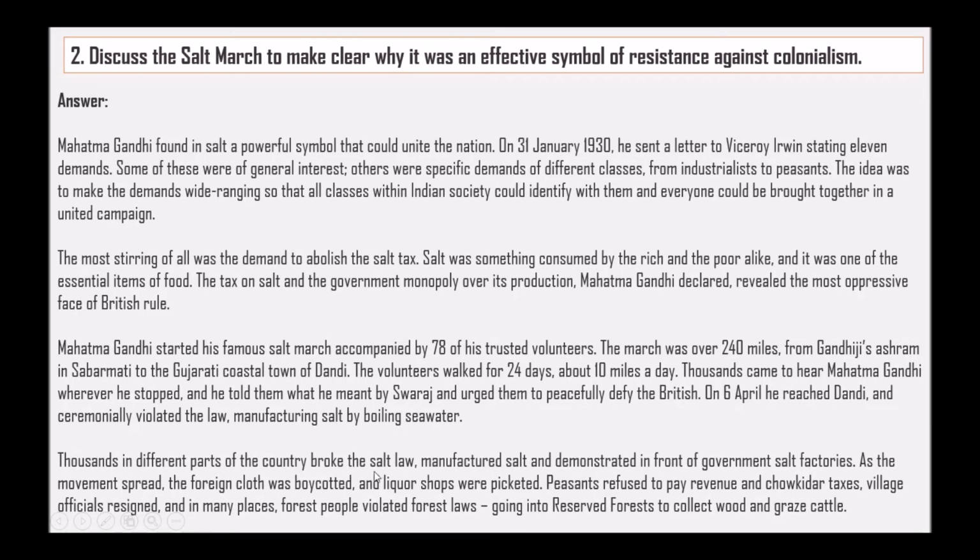Thousands in different parts of the country broke the salt law, manufactured salt and demonstrated in front of government salt factories. As the movement spread, foreign cloth was boycotted, liquor shops were picketed, and peasants refused to pay revenue and chowkidari taxes. Village officials resigned, and in many places, forest people violated forest laws, going into reserved forests to collect wood and graze cattle.